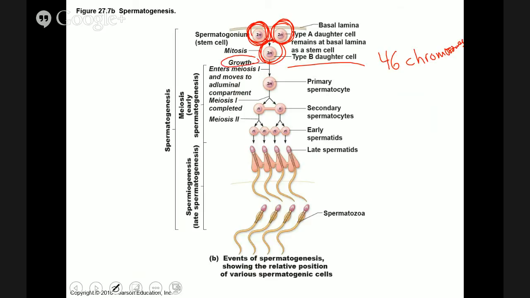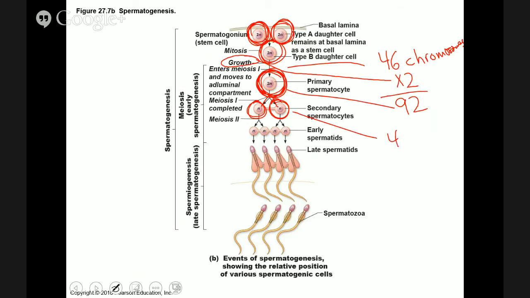Then it goes through the growth phase. And during that growth phase, you're going to double the chromosomes. So you're going to end up with 92 chromosomes. So by the time you get to the primary spermatocyte stage, you're going to have 92 chromosomes. Follow me? If you don't follow me with this, then you're going to end up with numbers that don't work out. So now you have 92 chromosomes. Now you split it. How many are in each of these? 46 each, right.